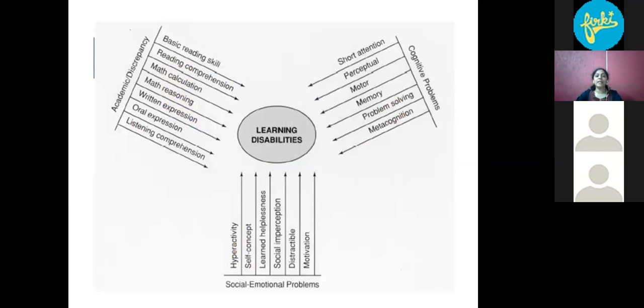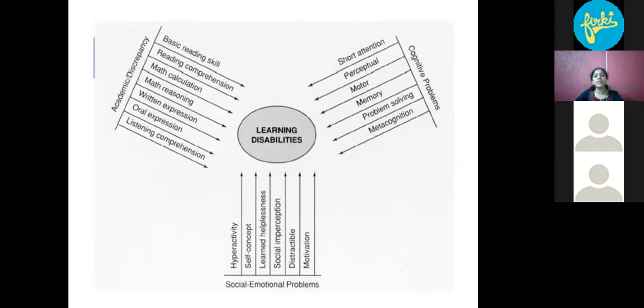So a child or an individual with specific learning disabilities may show cognitive problems, may show social emotional problems, and may also show academic discrepancies. Cognitive problems are characterized by short attention, issues in perception, motor coordination, memory, problem solving, and metacognition. Metacognition is the ability to monitor, regulate one's own thinking.